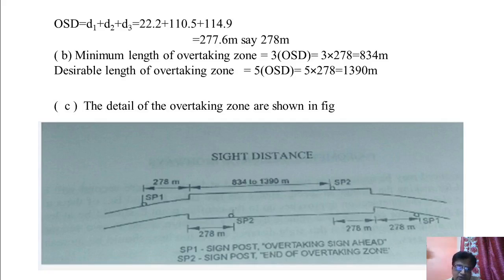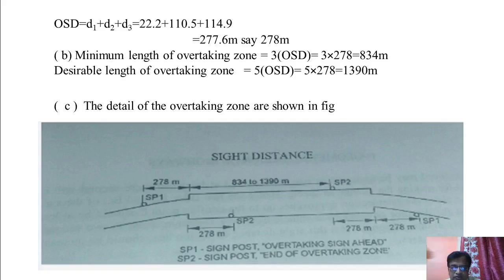So in the sketch here, you can see this is the OSD length, the 278 meter, whatever we got. Before this is the 3 to 5 times. So 3 times is 834 meter and 5 times is 1390 meter. This entire zone is the overtaking zone. You need to show a signpost before the actual start of your overtaking zone. This should be displayed at a distance of OSD length.